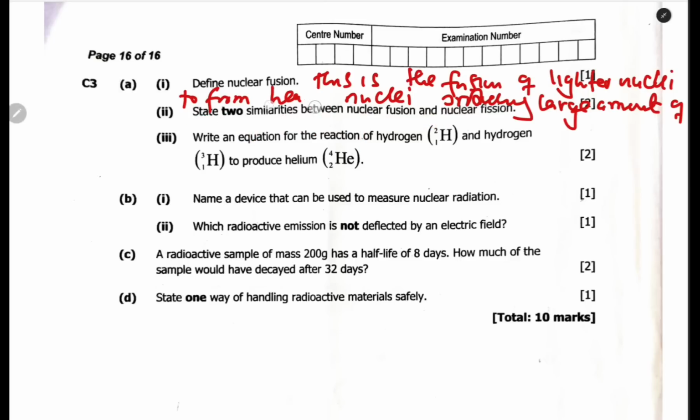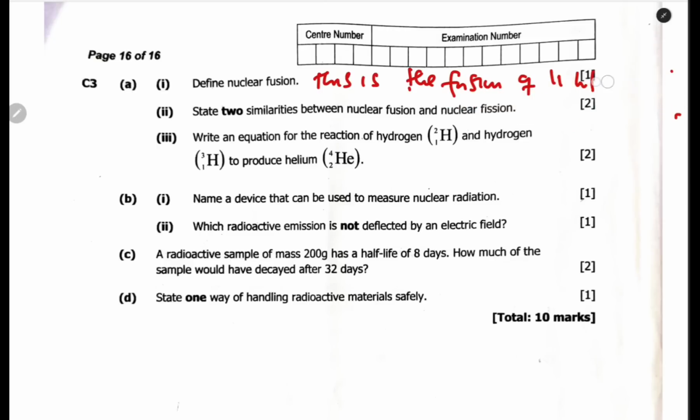So I'm going to remove this part to create room for question 2 on A. State two similarities between nuclear fission and nuclear fusion. What are two similarities? Due to space, I'll just give it orally. So one, both processes produce a huge amount of energy. I guess you've gotten that.